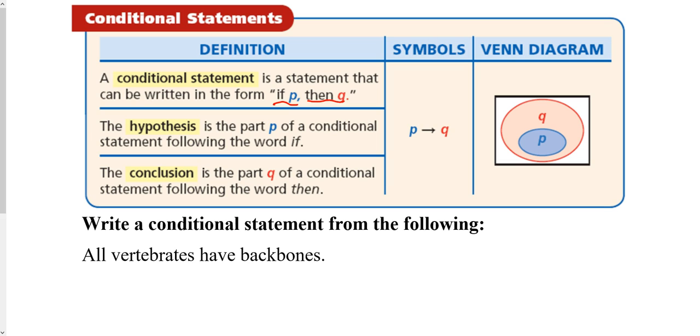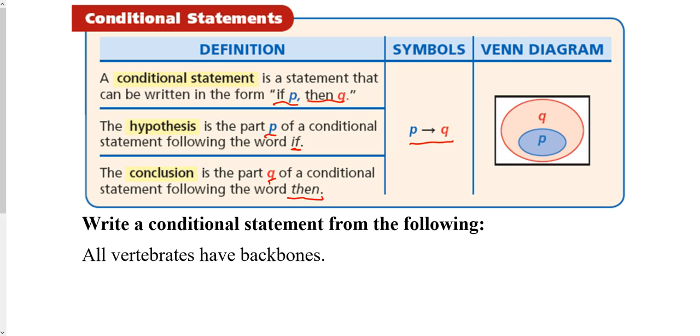The hypothesis is the part P, so it's the part that comes after the word if. Notice that it does not include the word if, it comes after the word if. The conclusion is the Q part. It comes after the word then. In symbolic form, we write it as P arrow Q, and we read that as P implies Q, or if P, then Q. In a Venn diagram, P is the small circle, and Q is a circle that P is contained inside.